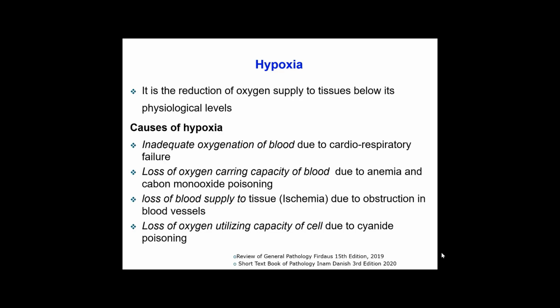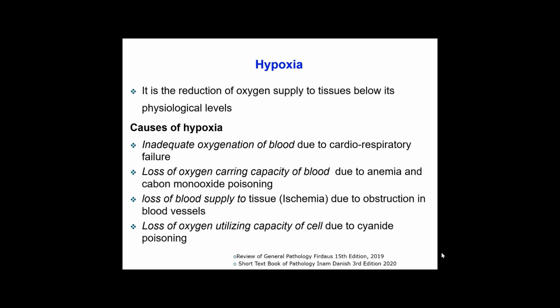Starting with the first one, which is hypoxia, it's basically a condition in which there is reduced oxygen supply to the tissue. And there are many reasons for this hypoxia. Like if there is some problem in the respiratory tract or the function of the heart, then there will be inadequate oxygenation of blood.